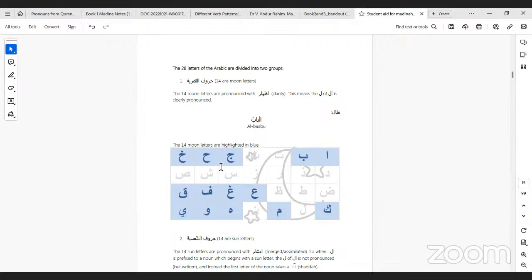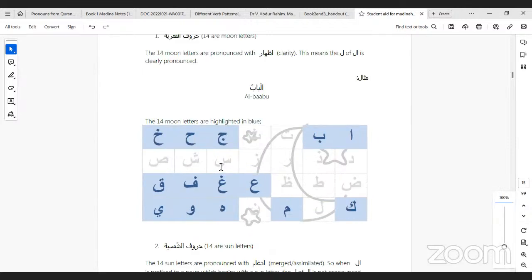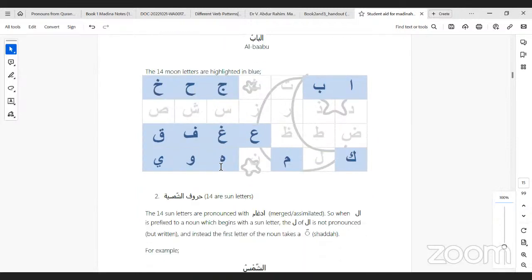The 28 letters of Arabic are divided into two groups. Huruful qamariya, 14 moon letters. The 14 moon letters are pronounced with izhar, clarity. This means the lam of alif lam is clearly pronounced, as in al-babu. Let's see the moon letters: alif, ba, jim, ha, kha, ain, ghain, fa, qaf, kaf, mim, hamza, waw, and ya.